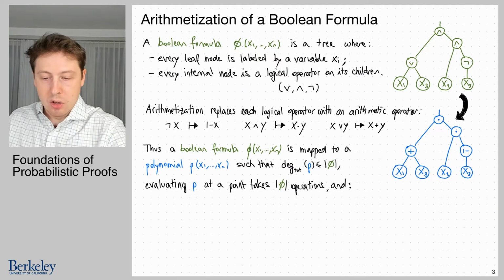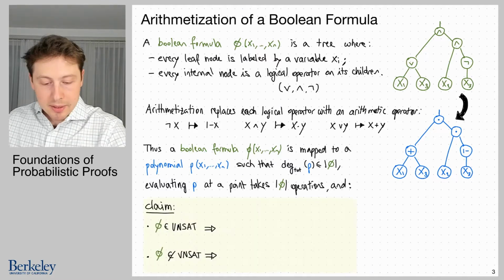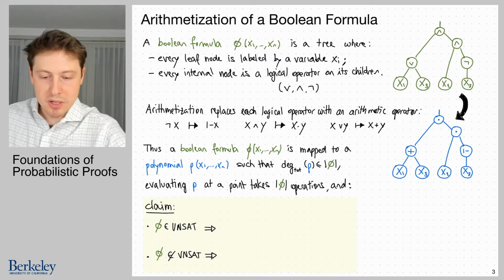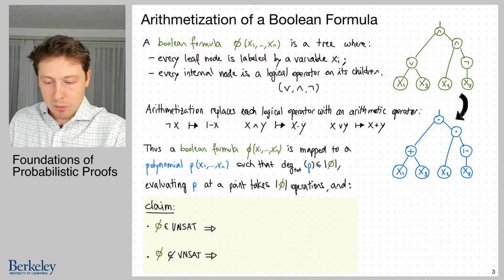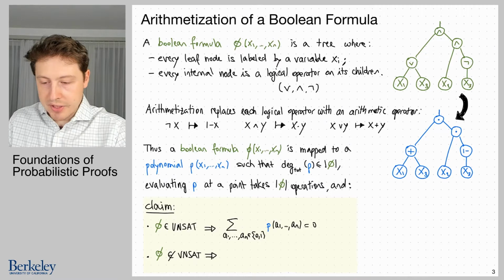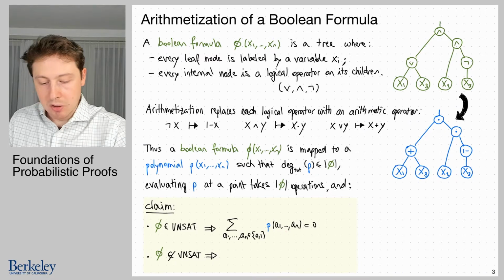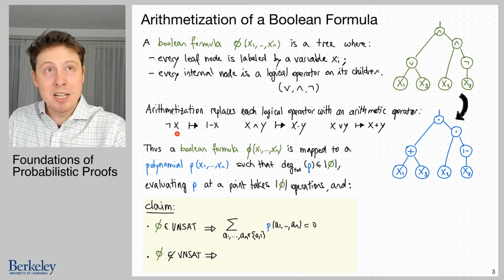So why are we doing this transformation? Well, here's a claim: if the formula is unsatisfiable, so there is no assignment of the inputs to the formula that makes it true, then when you evaluate this polynomial at every input, you get 0. In particular, the sum gets 0. Why is that? Let's see. If NOT x is 0, that means x is 1, but 1 minus x is 0. So again, this preserves the zeroness of the input.